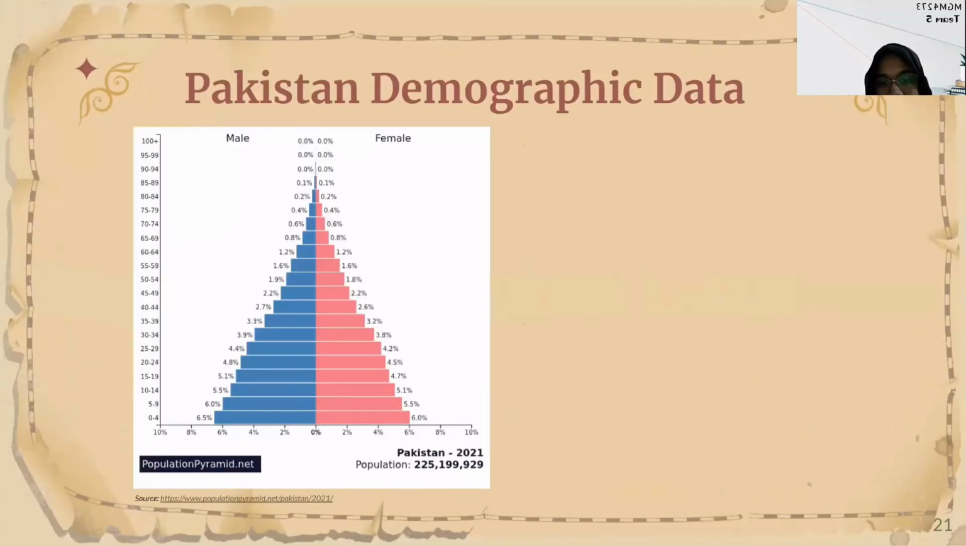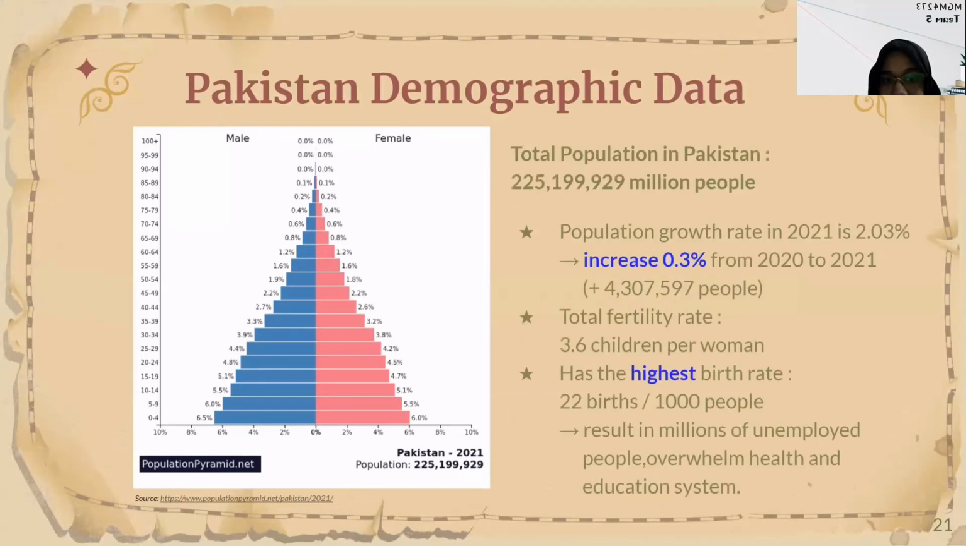So this is basically the Pakistan population pyramid in recent year 2021. As we can see, the estimated population is now 225,199,929 based on the latest update of United Nations data. The population growth rate of Pakistan in 2020 was 2% only. Now it has increased to 0.3% this year, which is equivalent to 4,307,597 people in Pakistan.